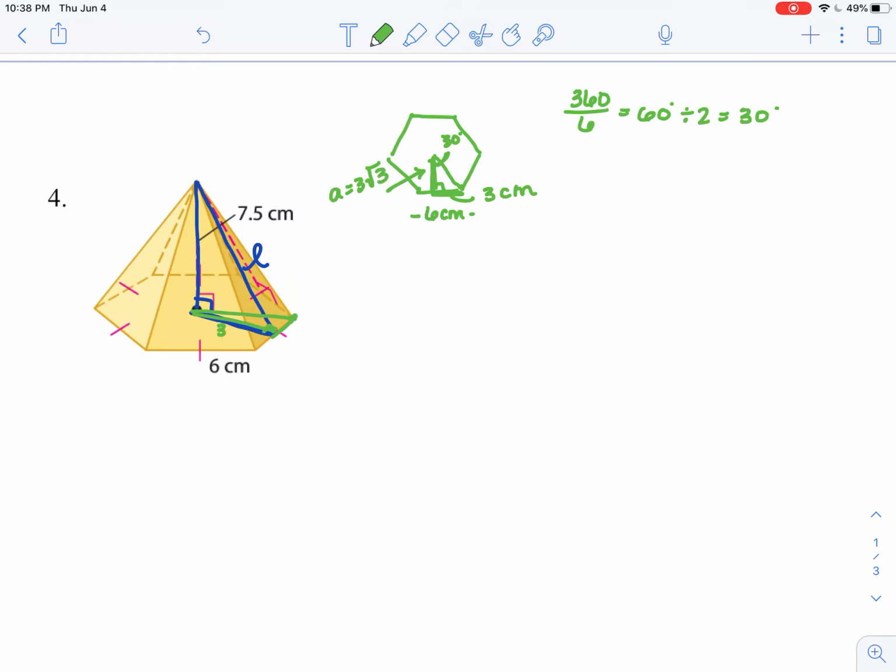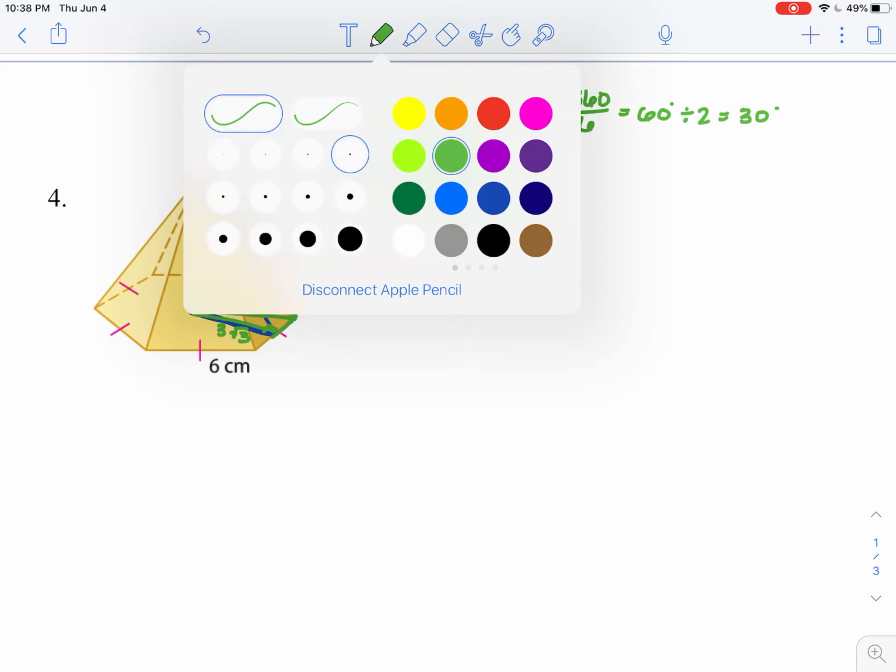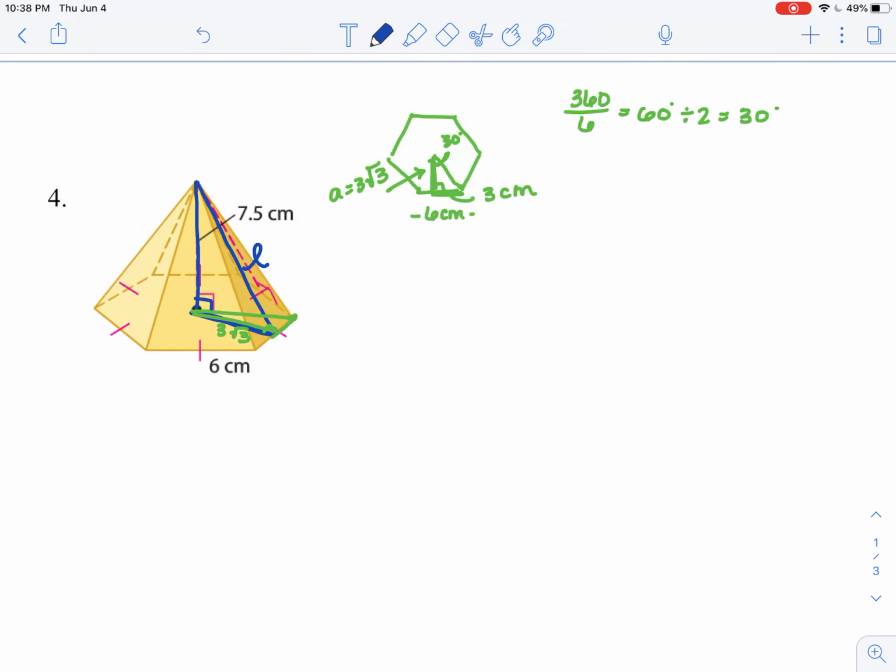Okay, once we know that long leg is 3√3, or the apothem is 3√3, now I'm going to go back to the dark blue triangle and use the Pythagorean theorem to find the slant height. So now I have 7.5 squared plus (3√3) squared equals the slant height squared.